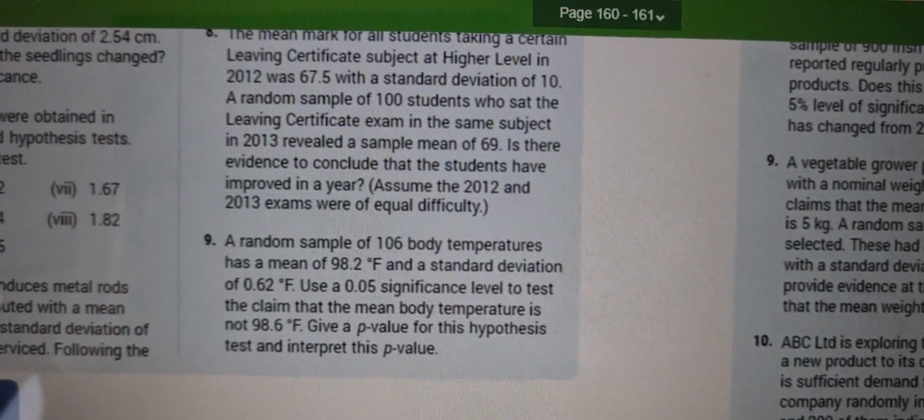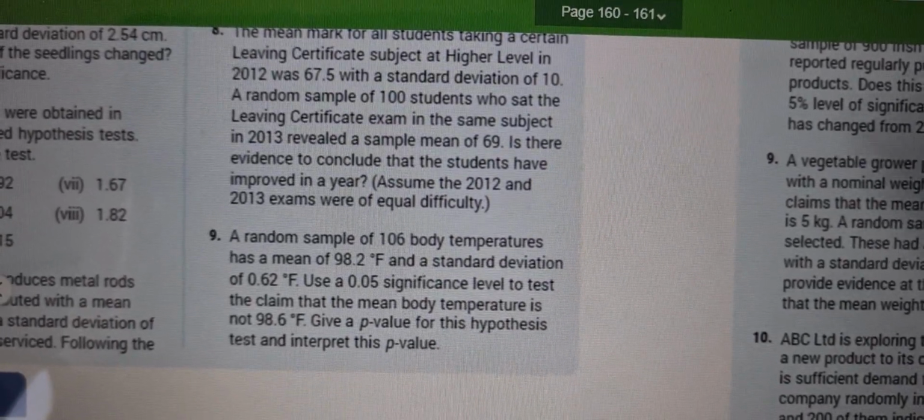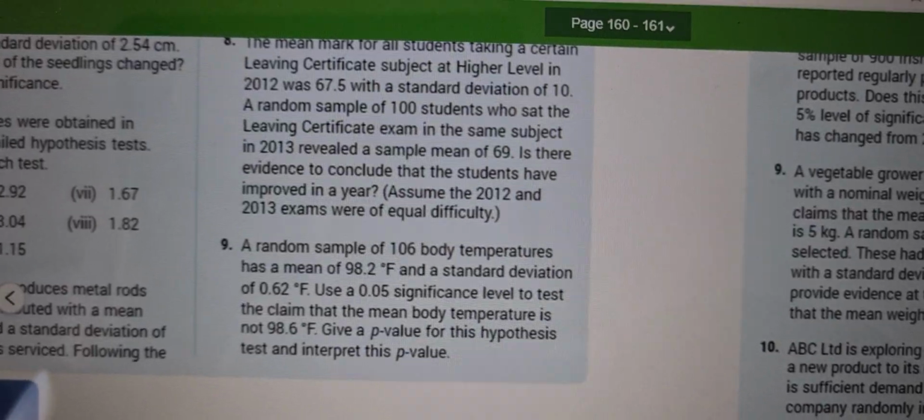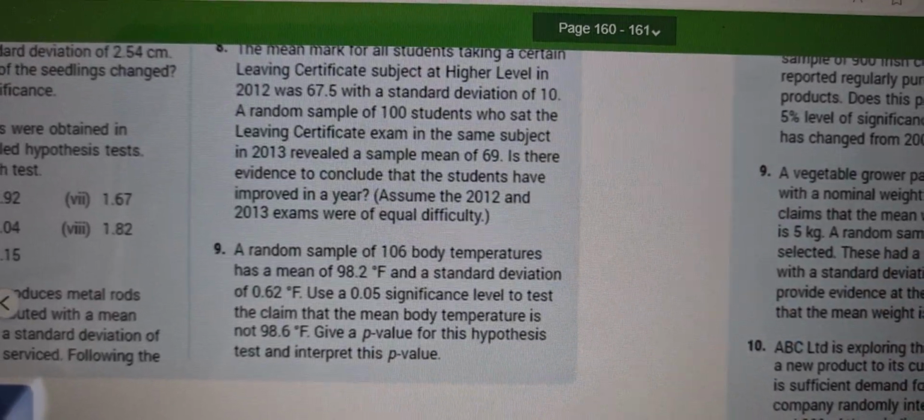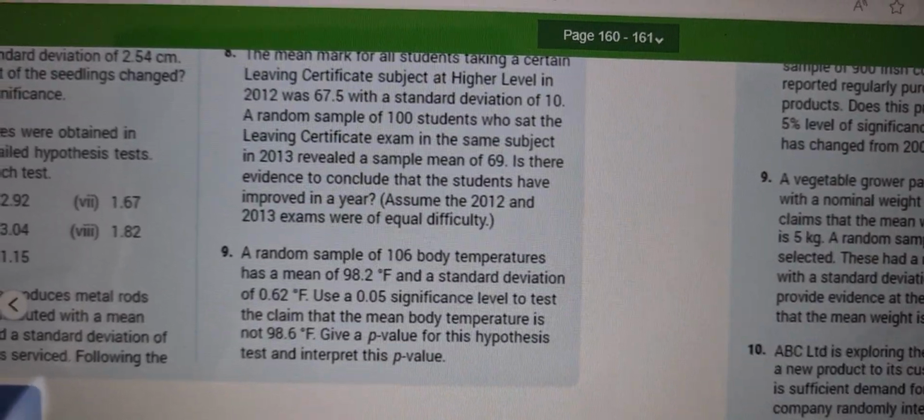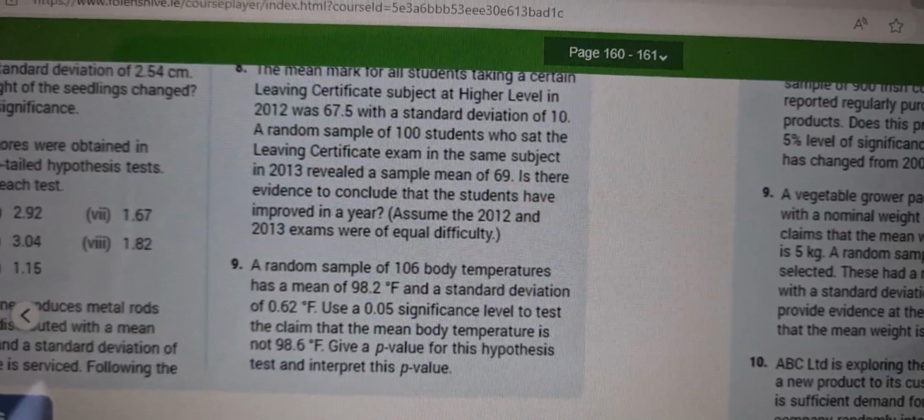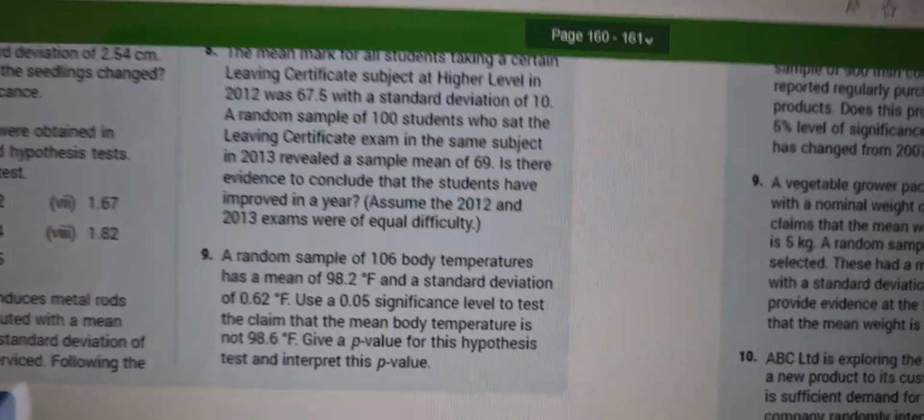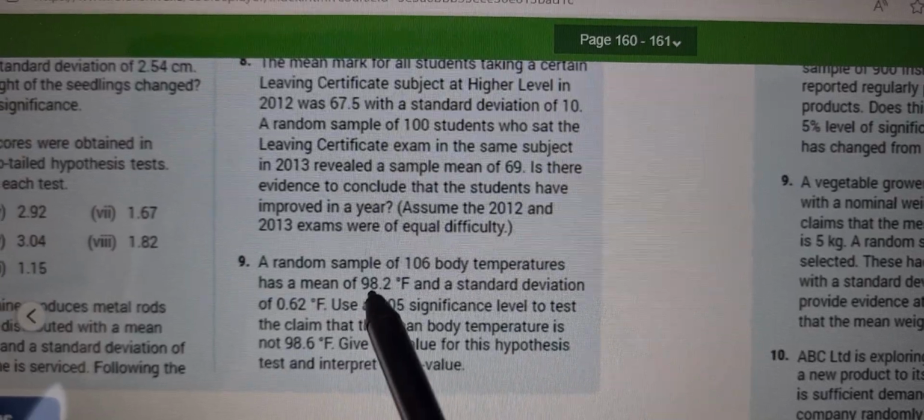Okay, so mu is your 98.6. You have your sample size, which was 106 body temperatures. Your standard deviation is 0.62. And then you have your mean there of 98.2.